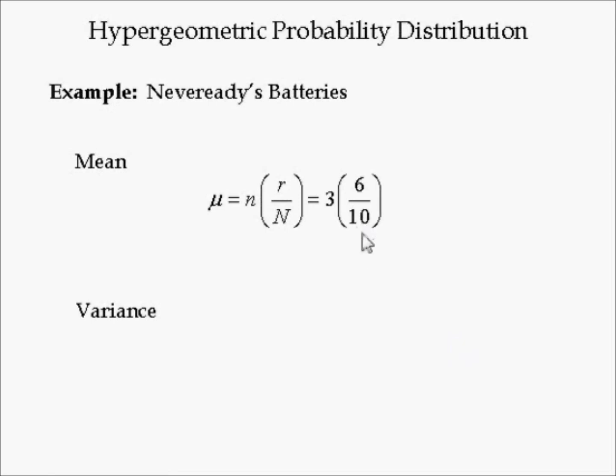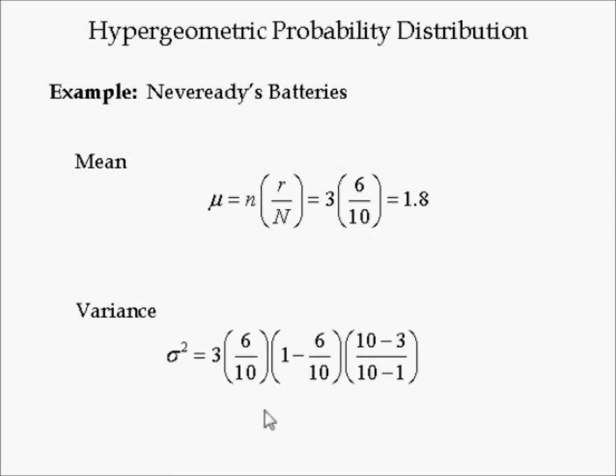So the mean in the never-ready battery example is equal to 3 times 6 divided by 10. 6 divided by 10 is the probability of success on the first trial, which gives 1.8. So we expect, in a sample of size 3, 1.8 of the batteries to be good. The variance is found by taking the sample size 3 times the probability of success times 1 minus the probability of success, times this finite population correction factor, which equals 0.56.